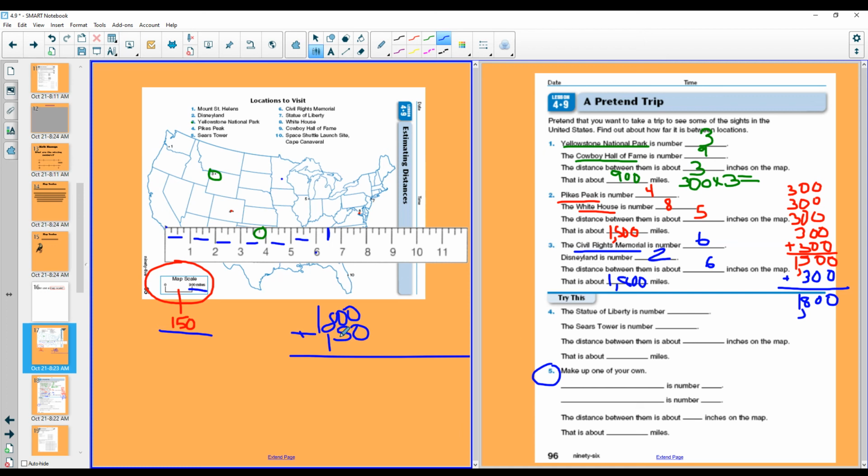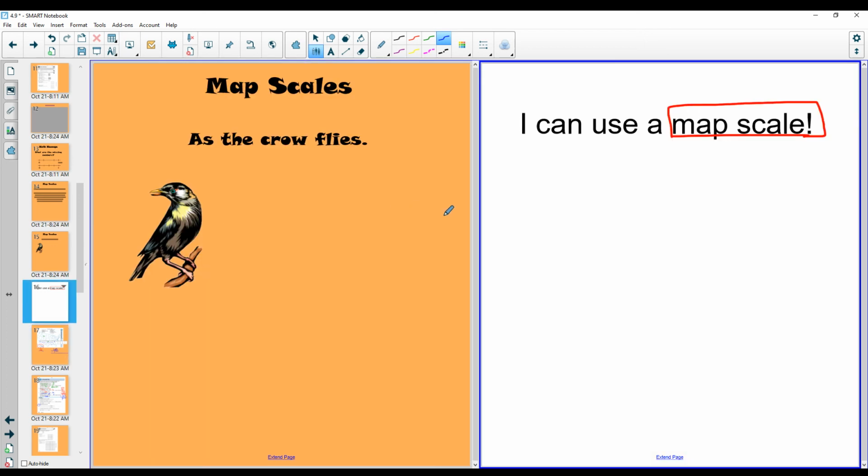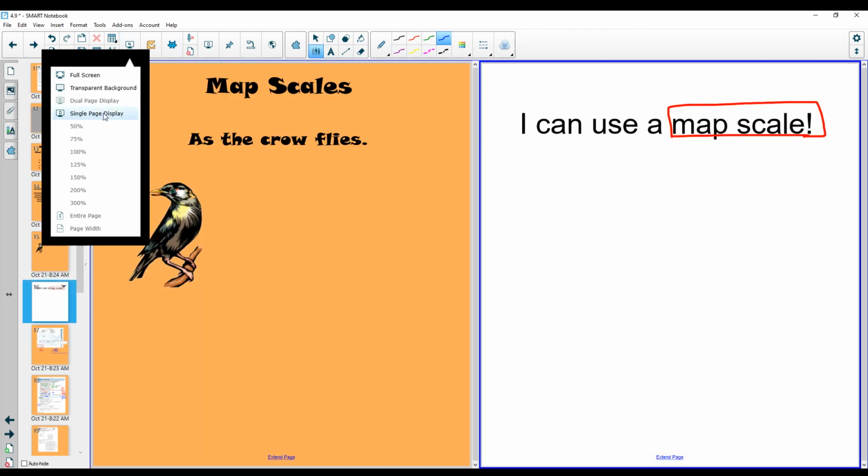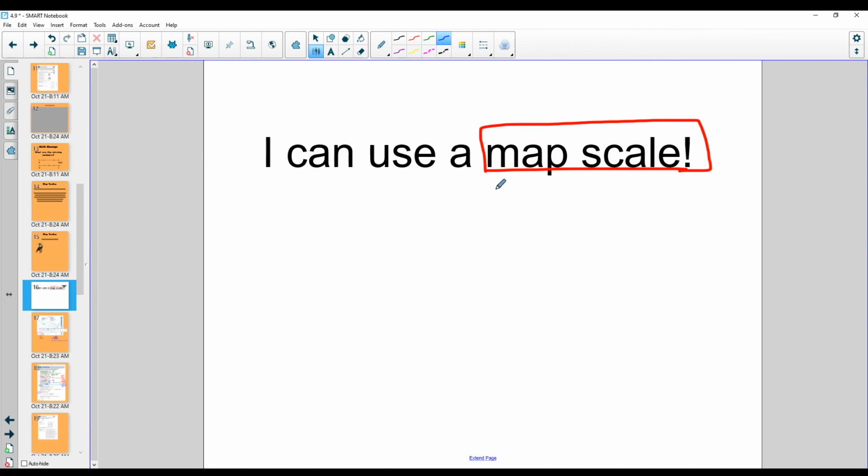But make sure you practice and that you feel like you're on target, because remember, the learning target today is I can use a map scale. Have a great day, third graders.